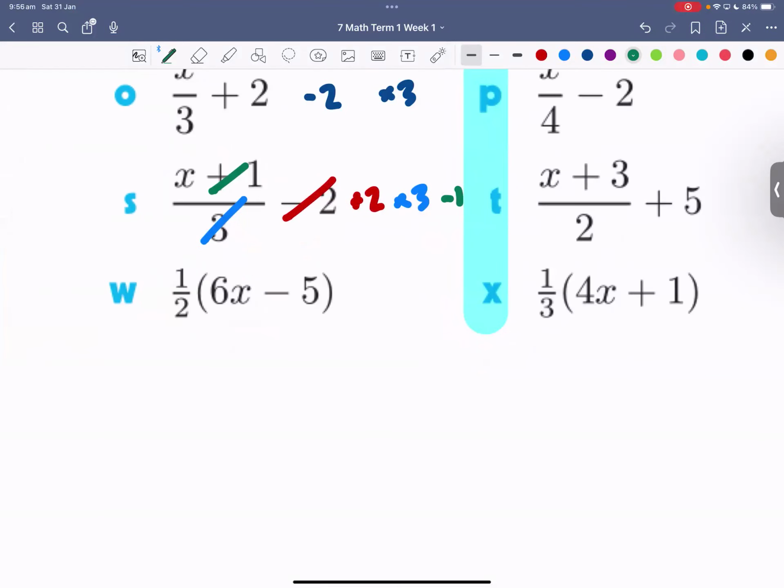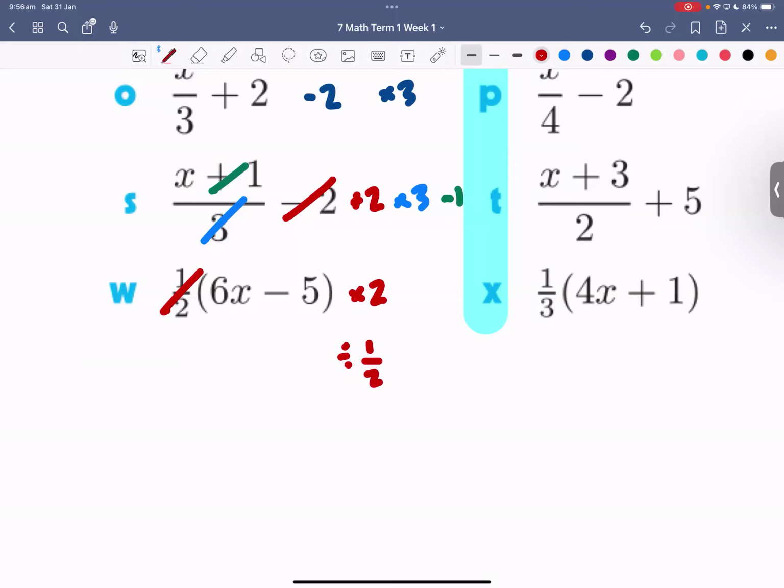Next one. What's the outermost layer? Half. Good. I hope everyone realizes it's not the take 5, because the take 5 is in the bracket with the x. So the outermost layer is the half. How do you get rid of the half? Times 2. Some people will say divide by half, some people will say times 2. I don't mind what you write. To get rid of a half, you just times it by 2, but if anyone wrote divide by half instead, I'm okay with it.